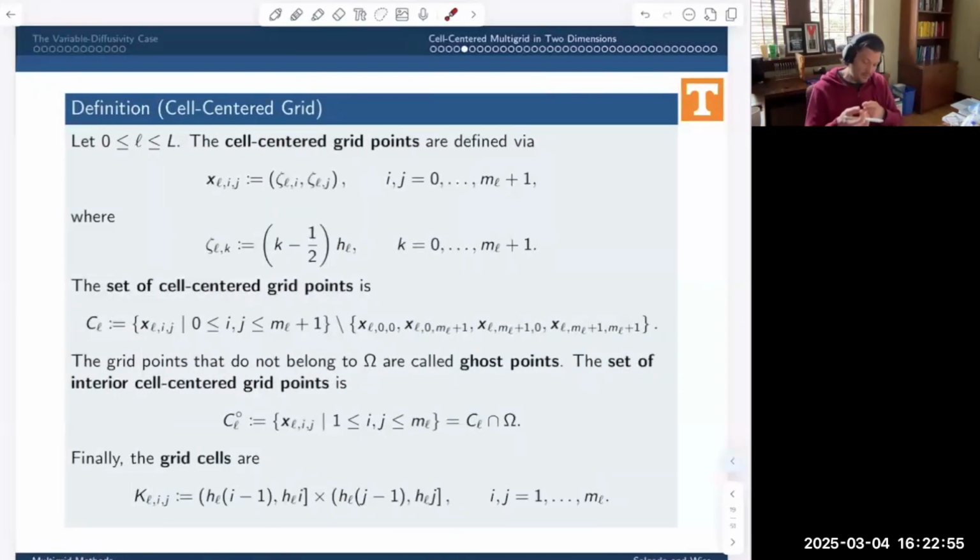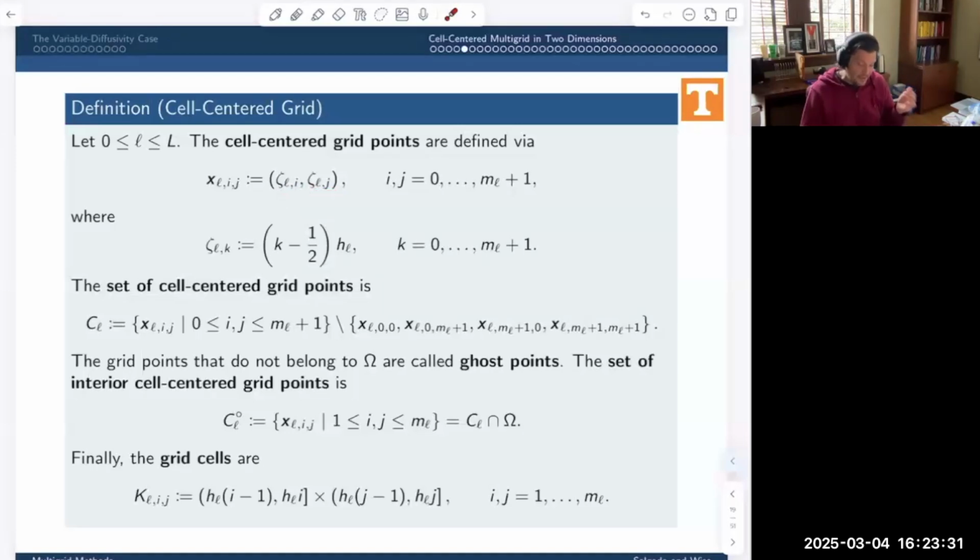But the form of the points in both the x and the y direction are exactly the same. So that's why I'm not defining it differently in the x direction and the y direction. I'm just going to call it zeta_LK. I don't have to call it x or y or whatever. So the cell-centered grid points are precisely the points that satisfy this formulation. So this is going to be the x coordinate of the cell-centered point, and the y coordinate of the cell-centered point.